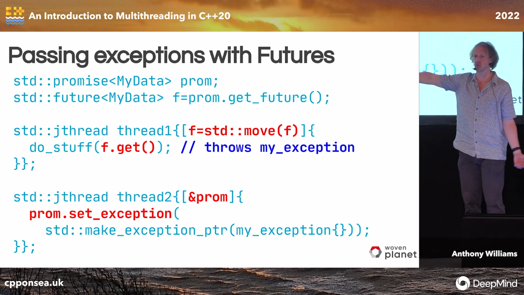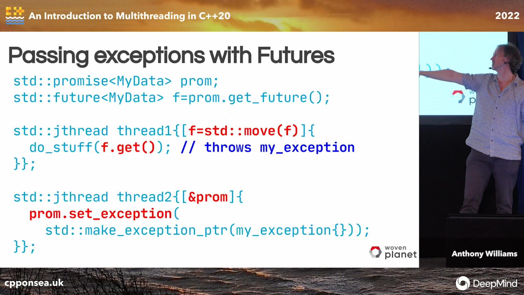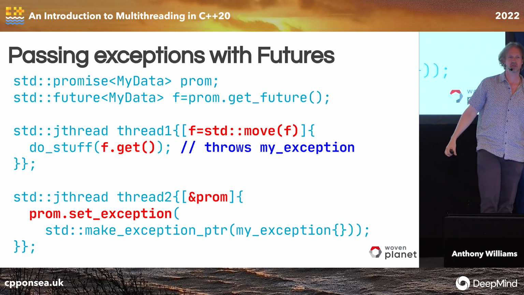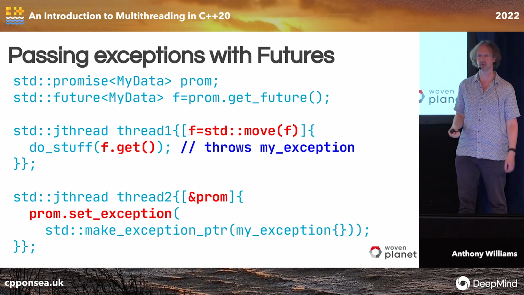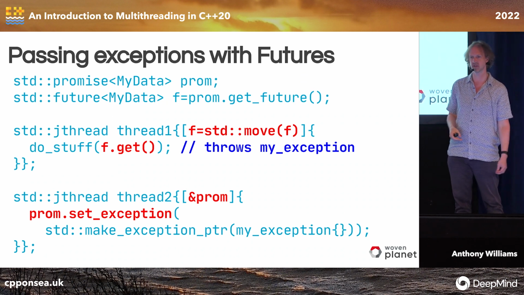Like I said, you can store exceptions. So you can set the exception to an exception pointer, which you can either construct manually using make exception pointer, or you can catch the exception and then use std::current_exception to get your exception pointer.